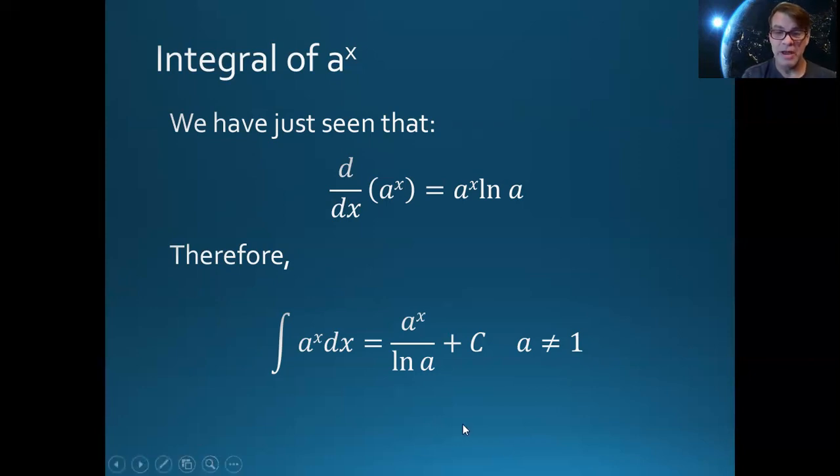And so there you have it. This has been the derivatives of natural logarithm, the derivatives of logarithms in general, and the derivative of exponential functions.